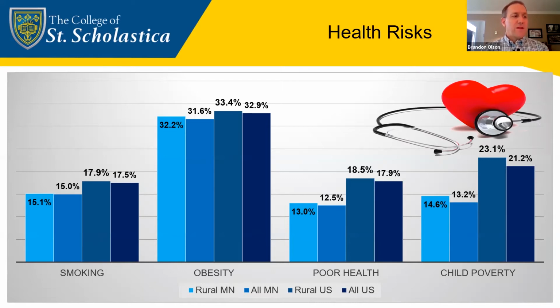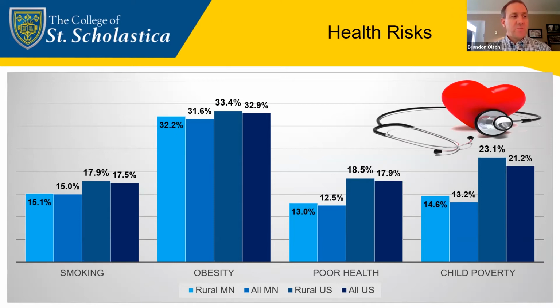Now, poor health. These are the people that self-report as having fair to poor health. In rural Minnesota, we're seeing that's 13%, which is slightly above all of Minnesota at 12.5%, but both of which are far below the US average at 18.5 for rural US and 17.9 for all of US.